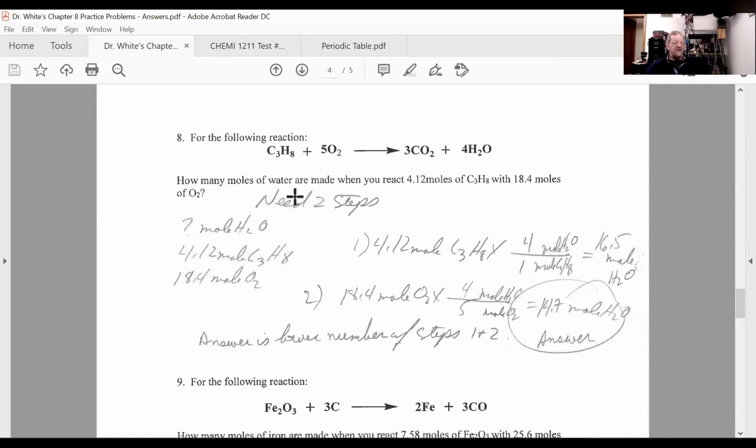Now, the other reactant, we have to do the same thing. We start with moles of oxygen. We want to get the moles of water. Use your good buddy, your good friend, unit analysis.